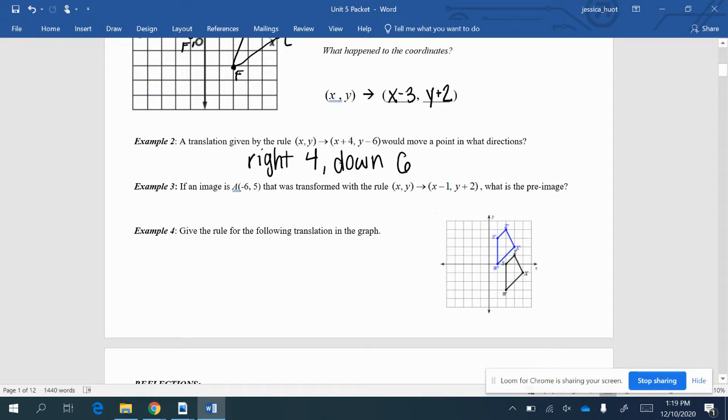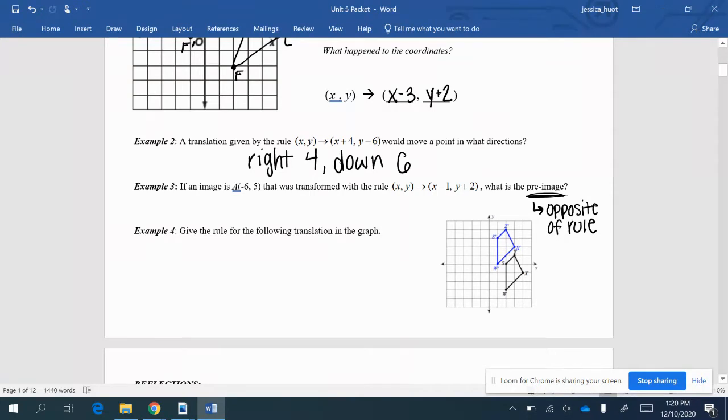For 3, if an image is at A prime (-6, 5), that was transformed with the rule (x, y) goes to (x - 1, y + 2), what is the pre-image? So what is the original image that we started with? To move backwards, we have to find the opposite of the rule. Okay, so here in this example, we are given our image. We are given the final result. You have to find the original point that we started with.